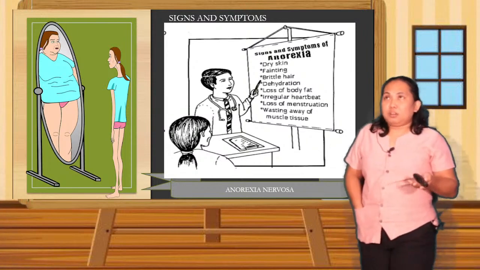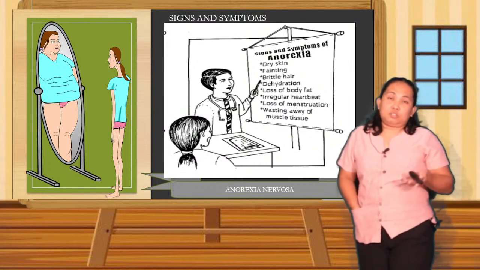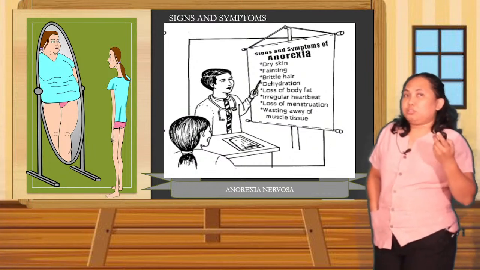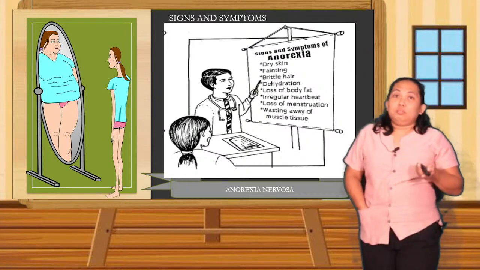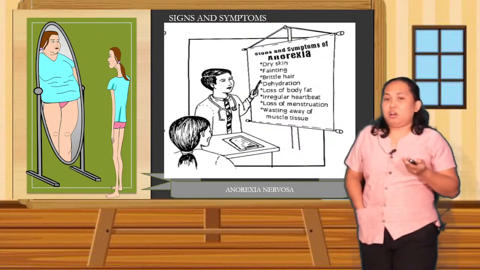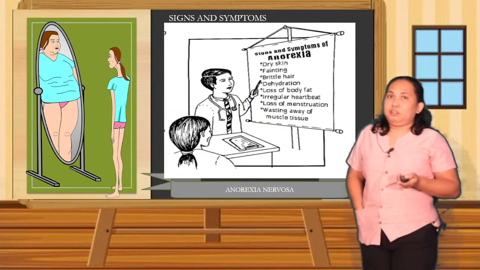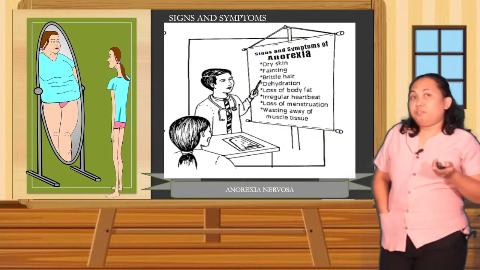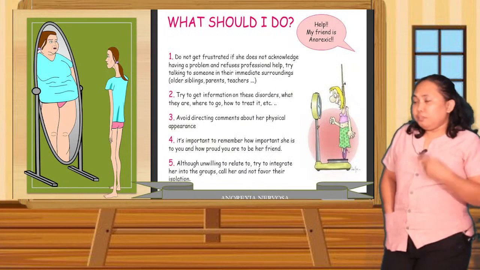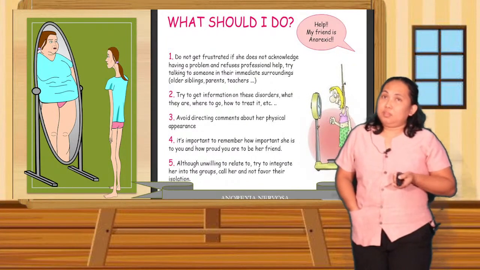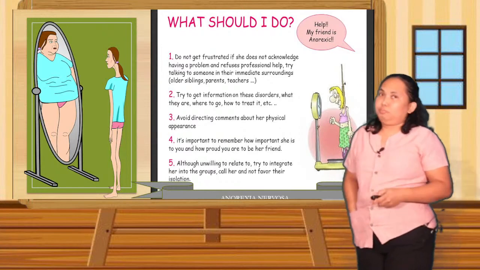Dry skin, because eating disorders are often associated with dehydration. Okay, so brittle hair, they also have their dehydration. Loss of body fat, irregular heartbeat, it's because of starvation primarily, and loss of menstruation and wasting away of muscle tissues. So if you have a friend who is suffering from anorexia, these are the things that we could do.